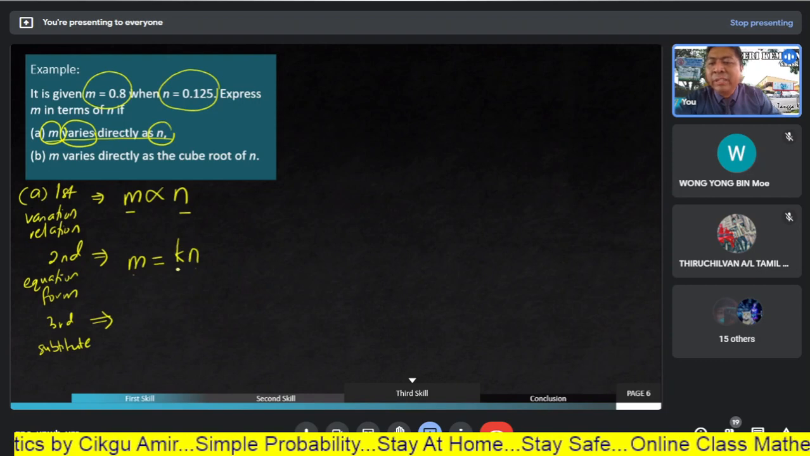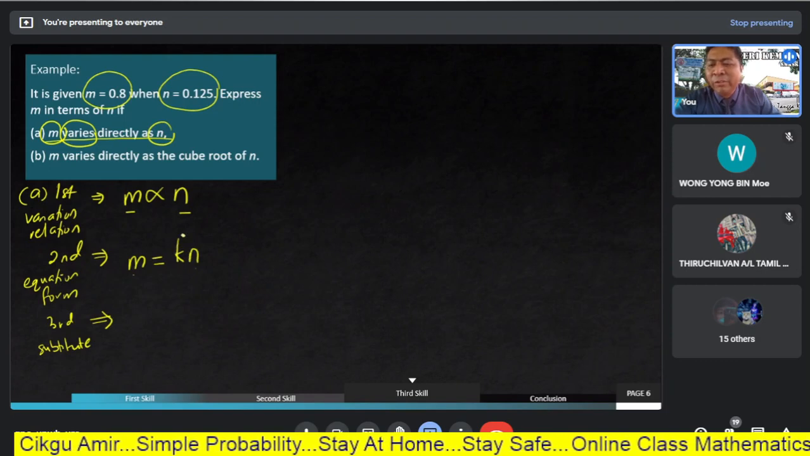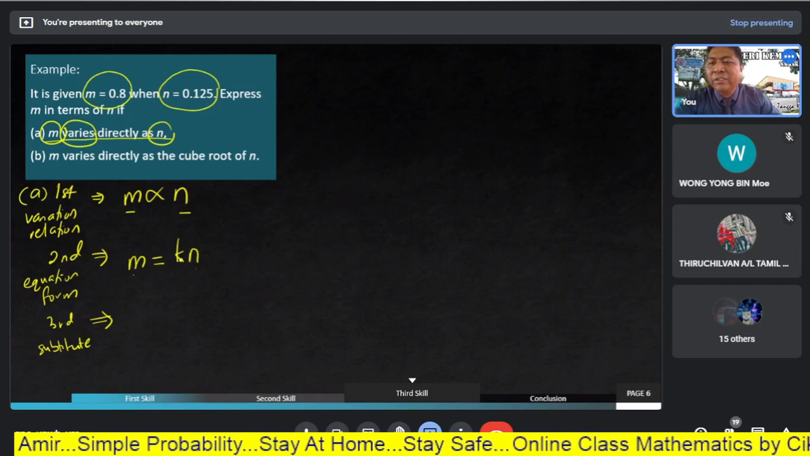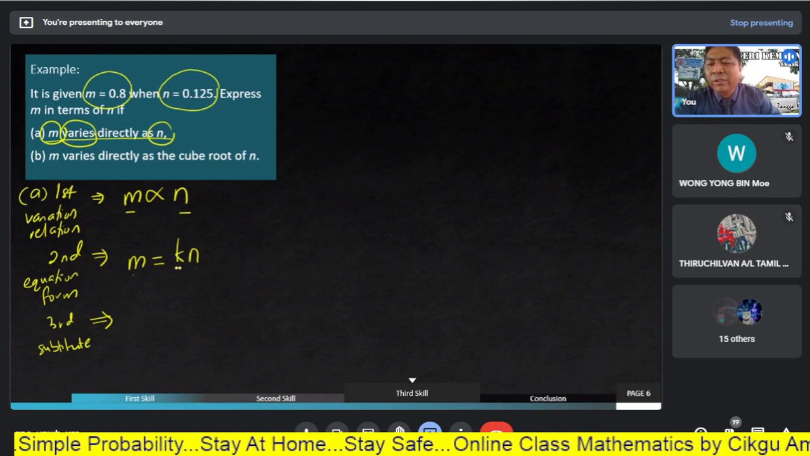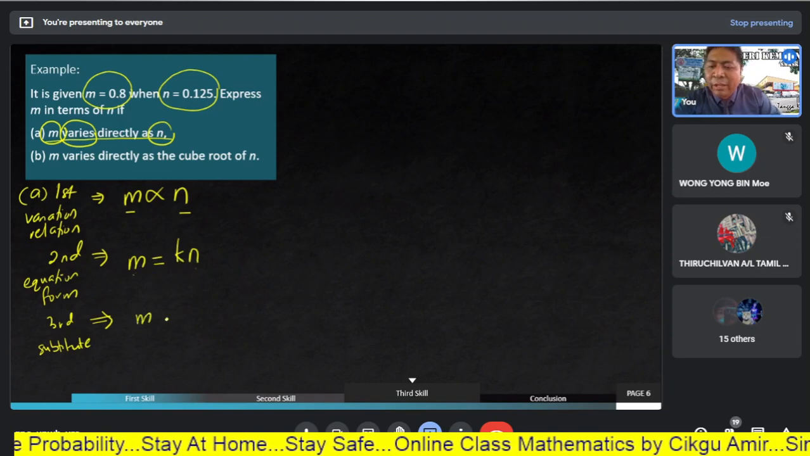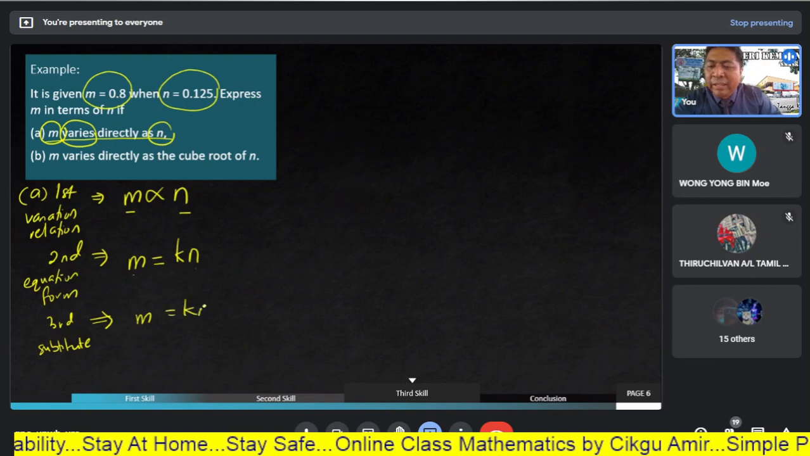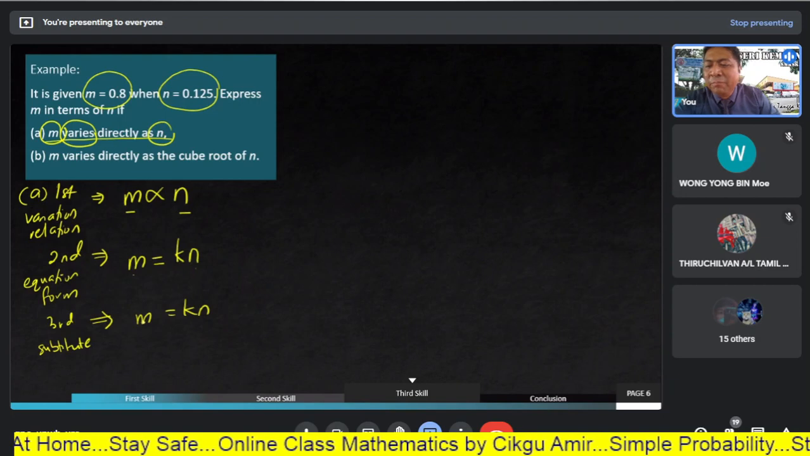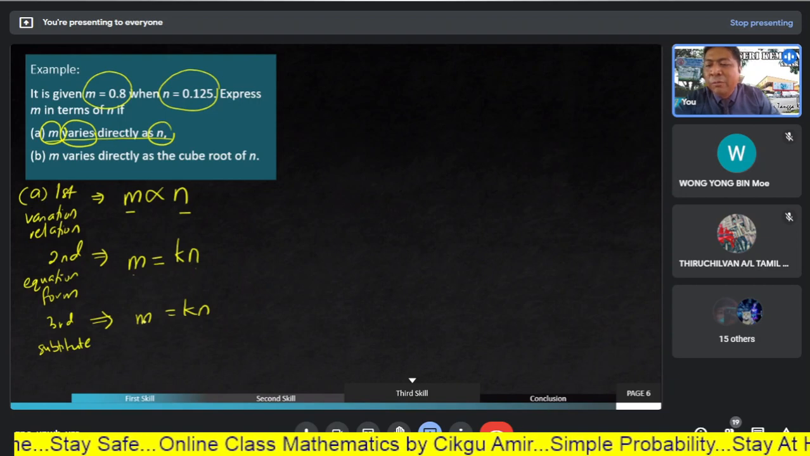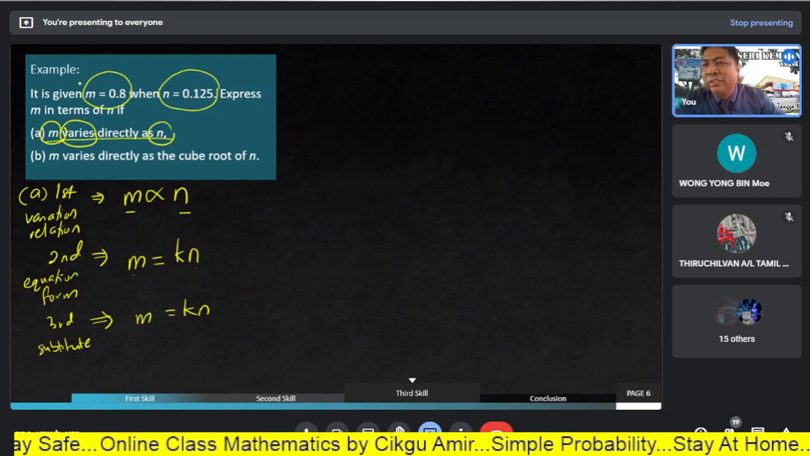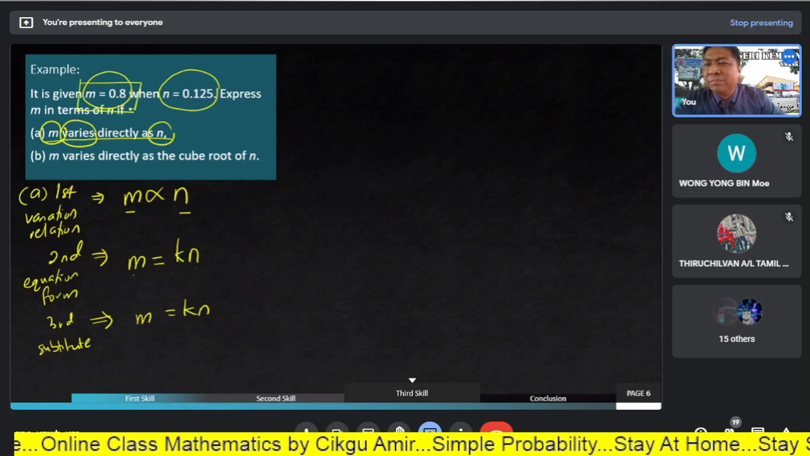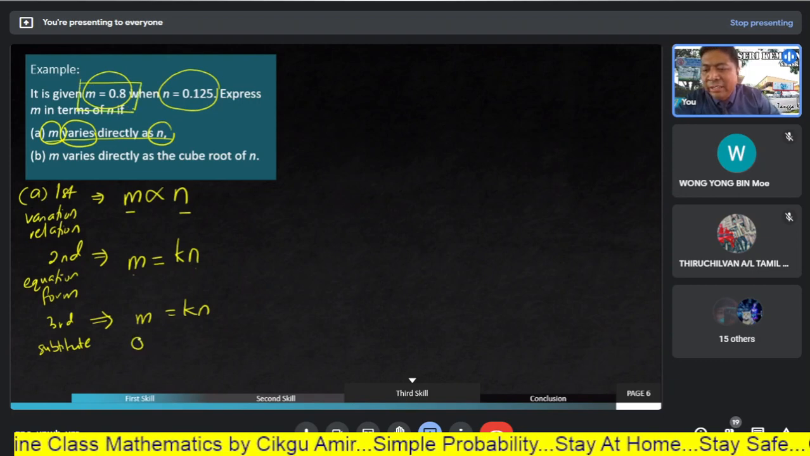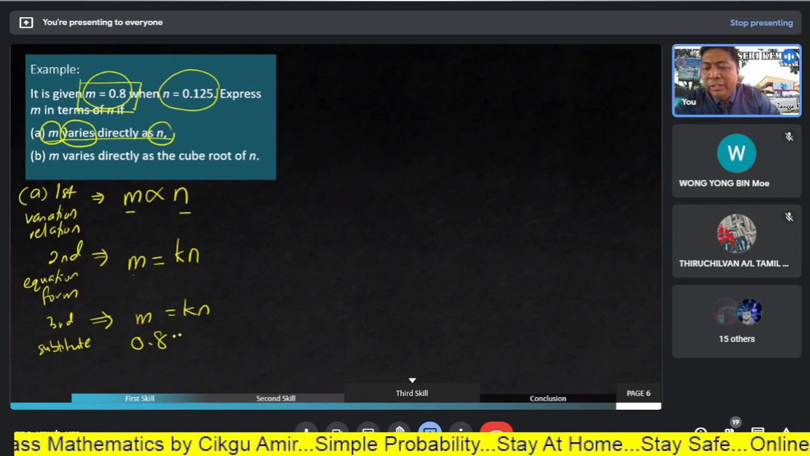We cannot put K here in the equation. We must find the value for K. So how to find the value of K? We have M equal to Kn. Then substitute the value of M. Where to get it? You get it from the question. M is 0.8. So you write 0.8. Substitute M as 0.8.